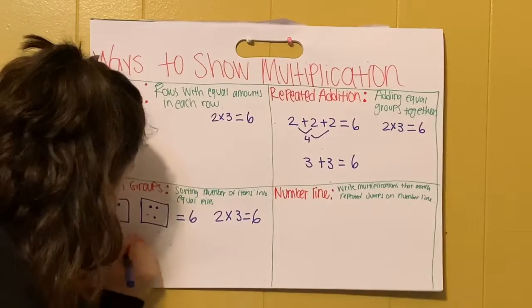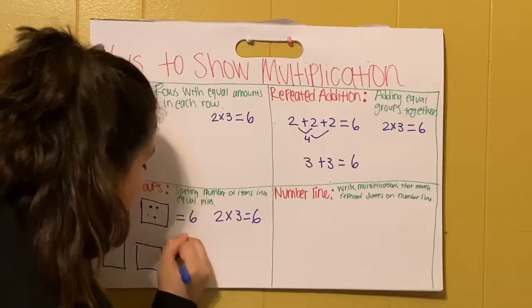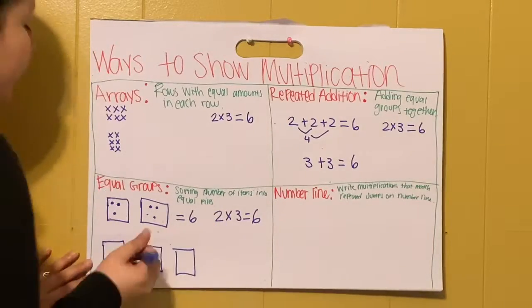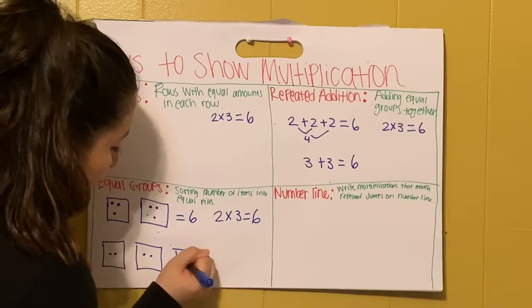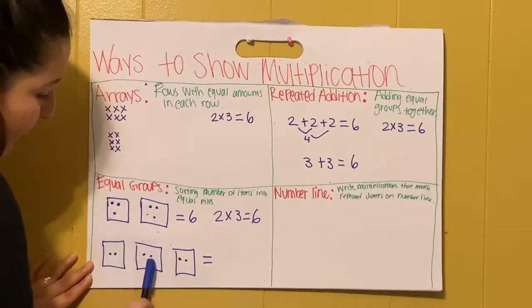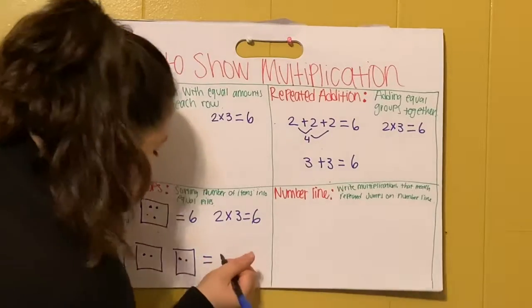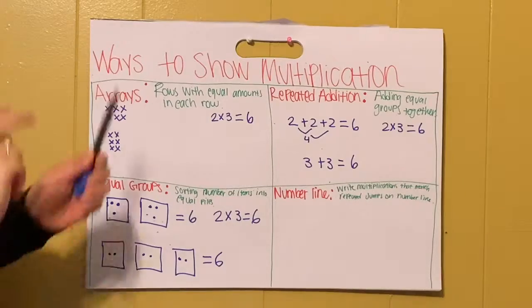Let's go ahead and write out our 3 groups. 1, 2, 3. And let's go ahead and draw 2 circles in each. 1, 2, 1, 2, 1, 2. If we add them all up, 2 plus 2 is 4, plus 2 is 6. Almost a repeated addition there as well. That is our equal groups.